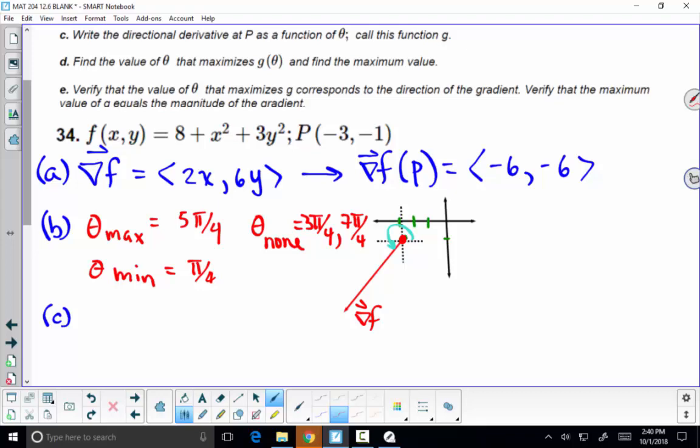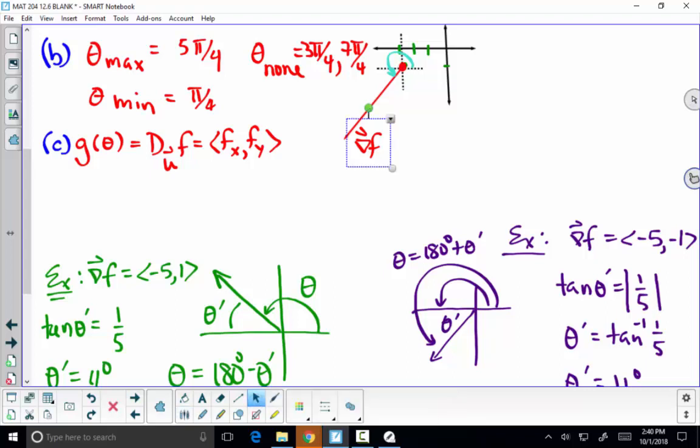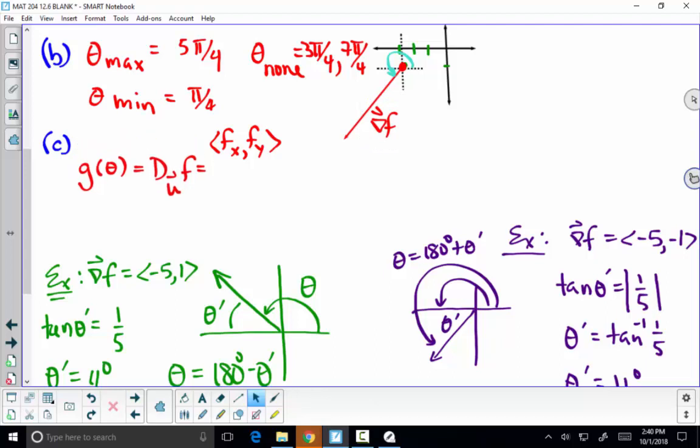So a function of theta, call it g. We're trying to find a function of theta. This is going to be the directional derivative, g of theta, the directional derivative of f in the u direction. We know that it's the gradient multiplied by a unit vector. So it's going to be the gradient, which is f sub x comma f sub y, multiplied by a unit vector. Let me move that a little bit. All right, can somebody tell me a unit vector that points in the direction of theta?